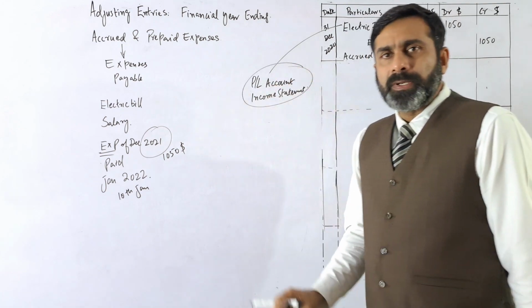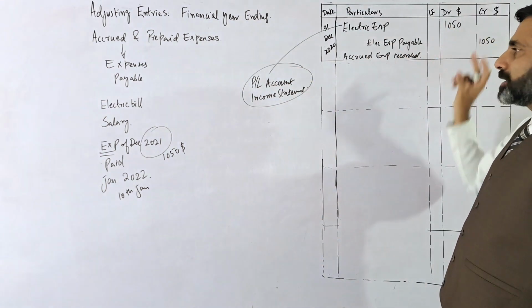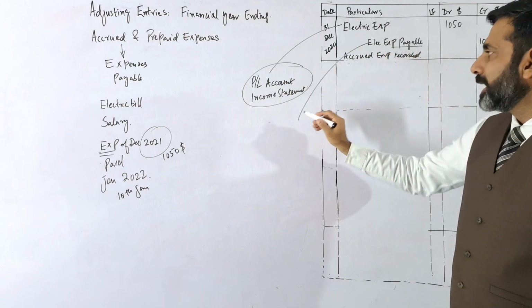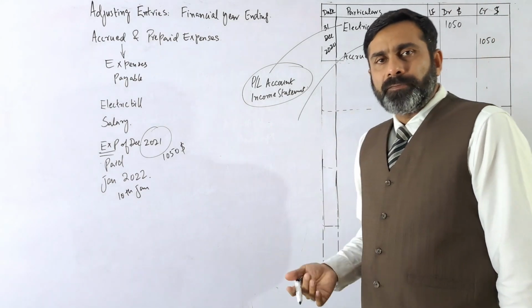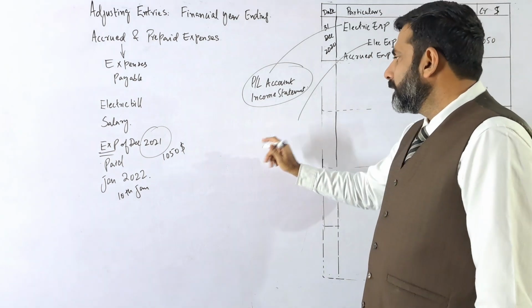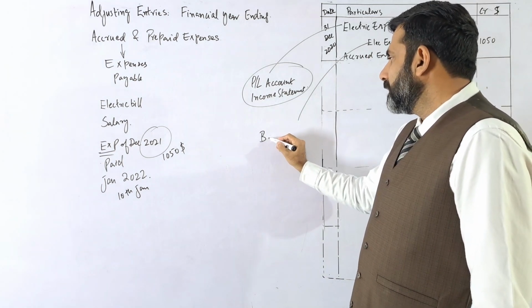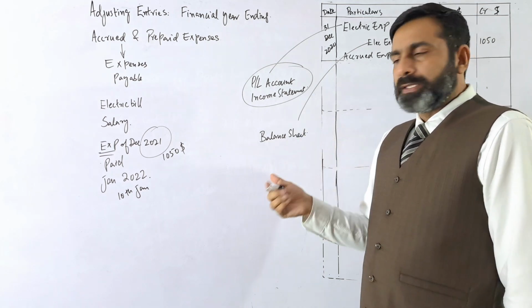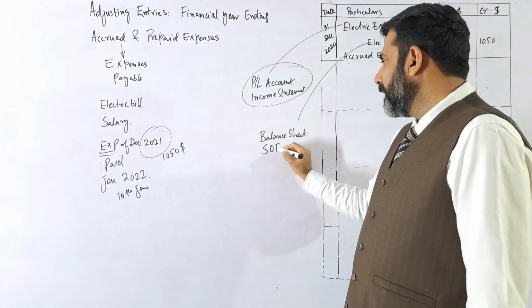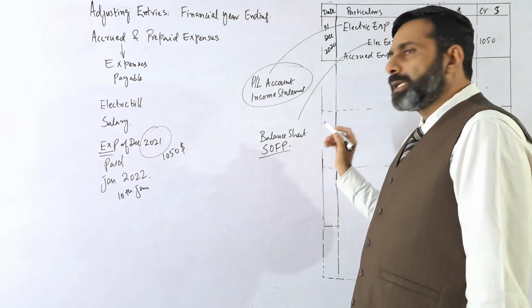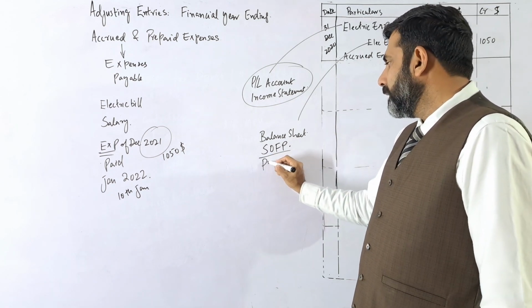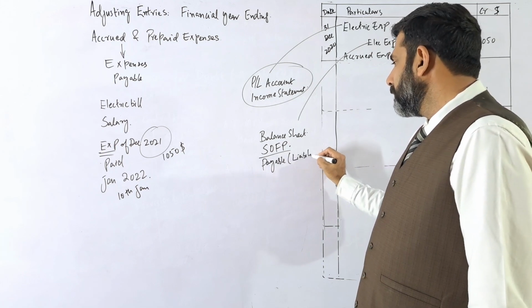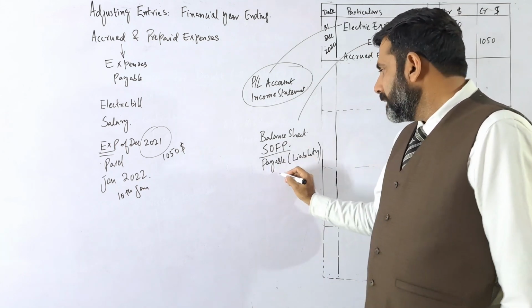So in the income statement, they will write the electricity expense of 1050, and then electricity expense payable. So that is what? That is the liability of the business. So that will be recorded where? That will be recorded in the balance sheet, or what we say, the statement of financial position, and that amount is written in the payable, meaning in the liability, and obviously it is a current liability.